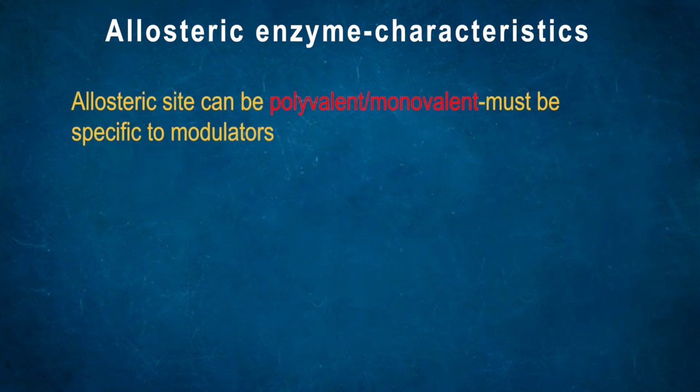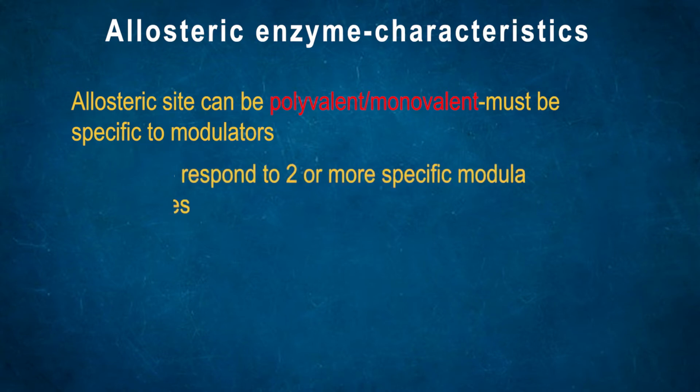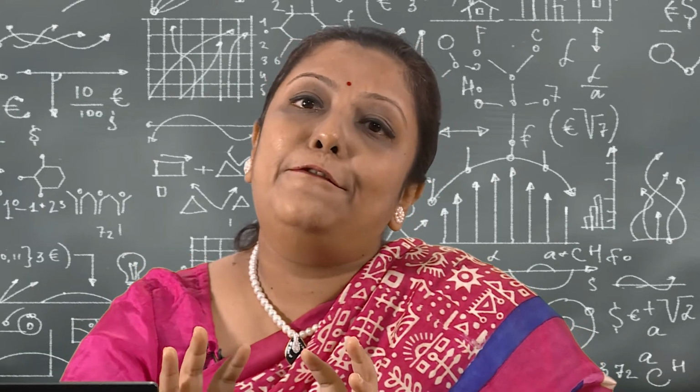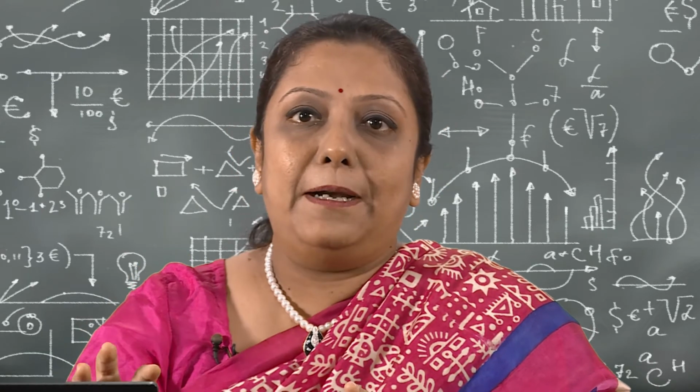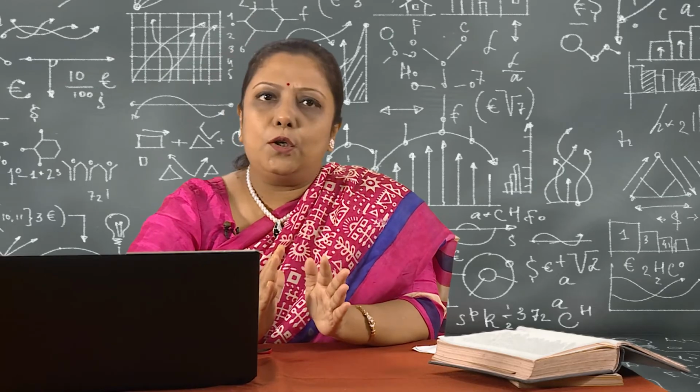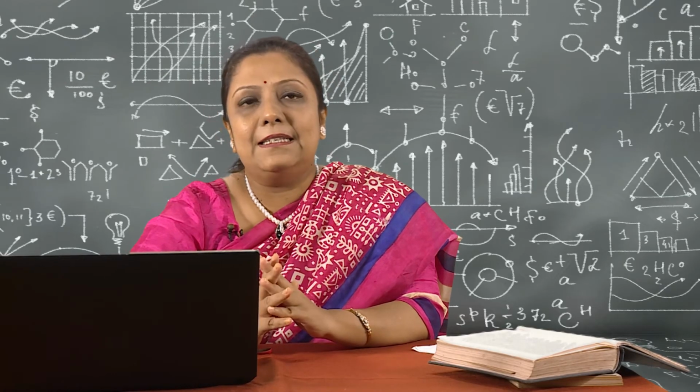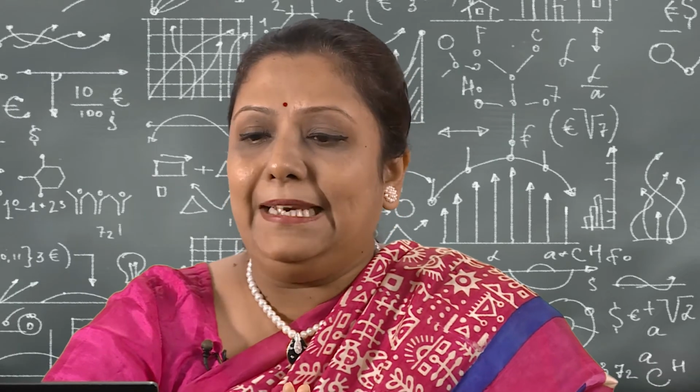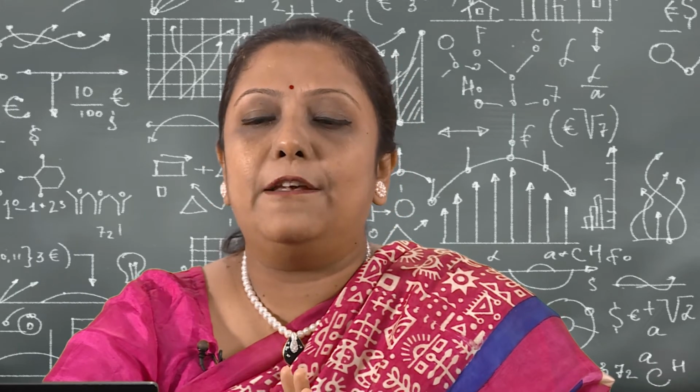The allosteric site can be polyvalent or monovalent. That must be specific for specific types of modulators. Polyvalent means they respond to two or more specific modulators at different specific sites. So they can accommodate different types of modulator at different binding sites, but the sites are specific. I will talk about cooperativity and kinetics, but we have to keep in mind that allosteric enzymes follow sigmoid kinetics.